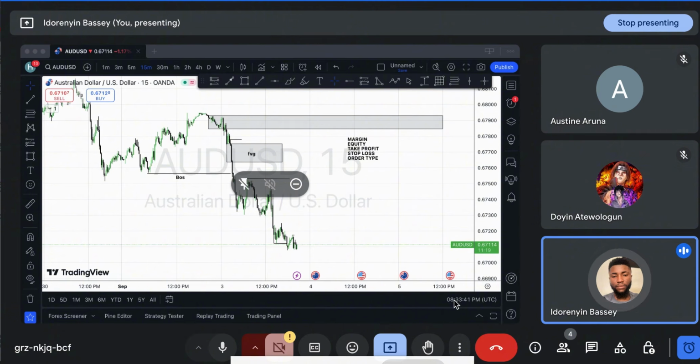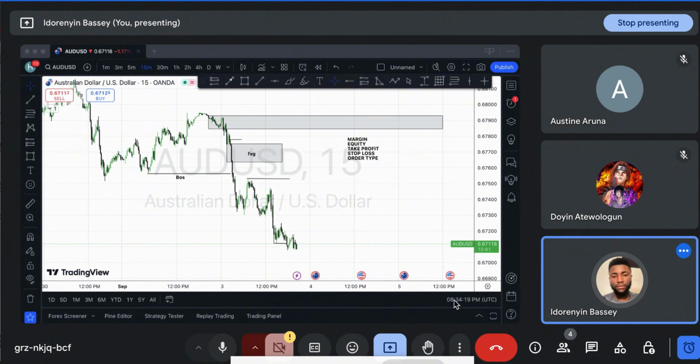So today we are going to be looking at margin. We're also going to be looking at equity. We're also going to be looking at the concept of take profit, stop loss, and most importantly, what is order type. There are different kinds of order types that we have in the market, so I'm going to be explaining that in this section.